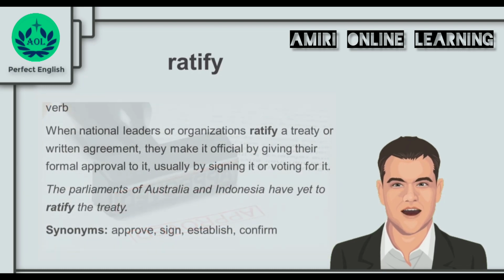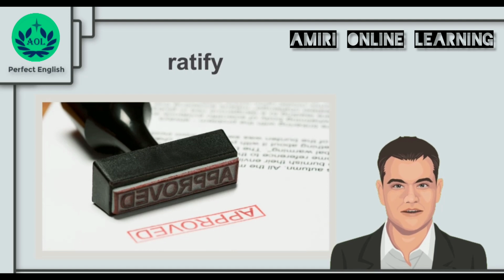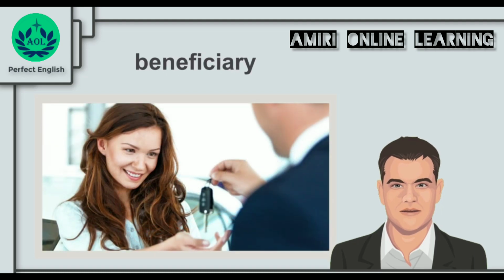Let's find out. Ratify is a verb. When national leaders or organizations ratify a treaty or written agreement, they make it official by giving their formal approval to it, usually by signing it or voting for it. For example, the parliaments of Australia and Indonesia have yet to ratify the treaty. They have a treaty, but it's still not ratified. It's still not approved. And synonyms for ratify are the words approve, sign, establish, and confirm. So the next time you remember this picture of the document and the stamp, remember the word ratify and what it means.